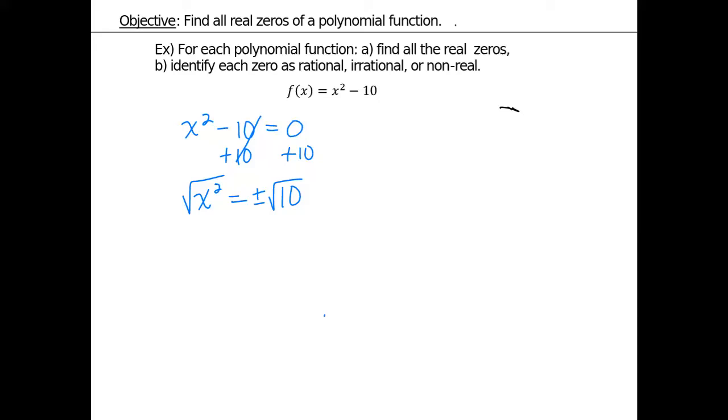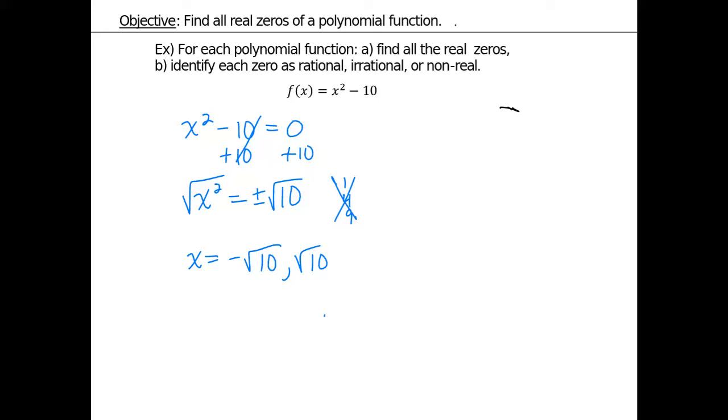Then check, can you simplify? My perfect squares are 1, 4, 9, 16, 25, and so forth, but those are the only ones smaller than 10. 9 doesn't go into 10, 4 doesn't go into 10, and 1 does, but you'll just get 1 times 10, so that's not going to be very helpful. So I cannot simplify. Those are going to stay as just root 10. So I'm going to have x is negative root 10 and positive root 10.